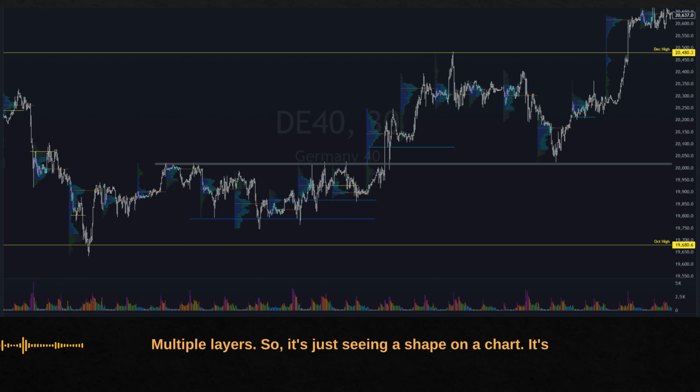Multiple layers. So it's not just seeing a shape on a chart, it's understanding what's behind it, the psychology. Exactly. That's what I like about this Wyckoff 2.0. It's not just technical stuff. Yeah. But let's be real, not every trade works out perfectly.